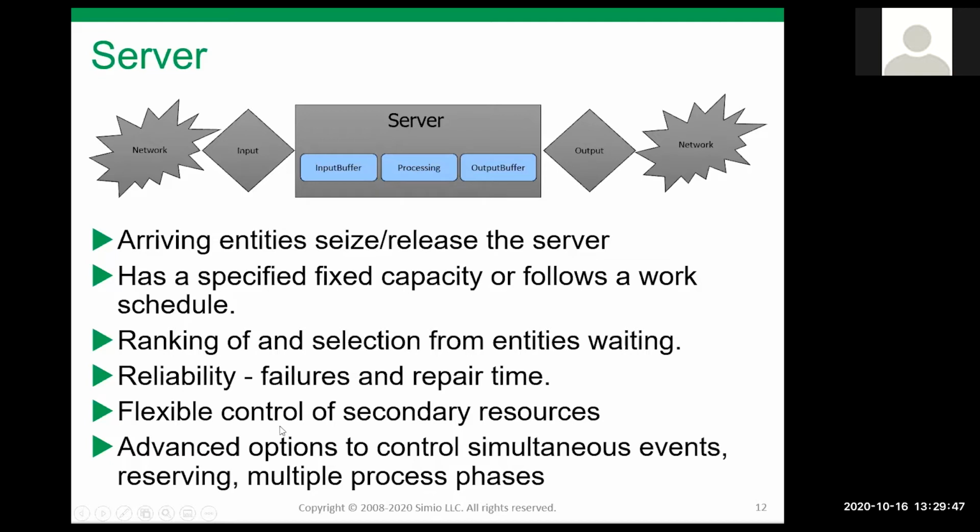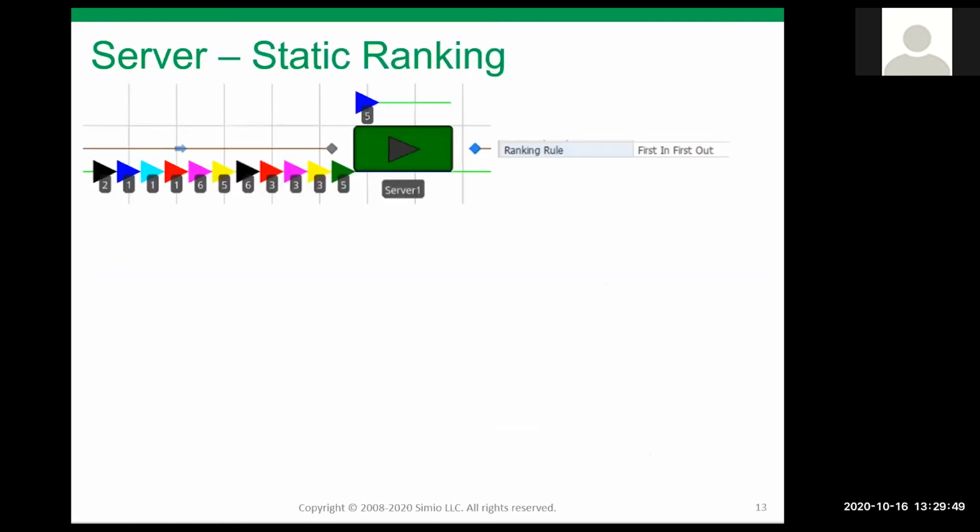So let's go through some of these. The default capability in the server is that everything is what's known as statically ranked, as in when an entity enters the queue, it stays at that place in the queue. It won't automatically shift around, particularly if you use one of the rules like first in, first out, or last in, first out.